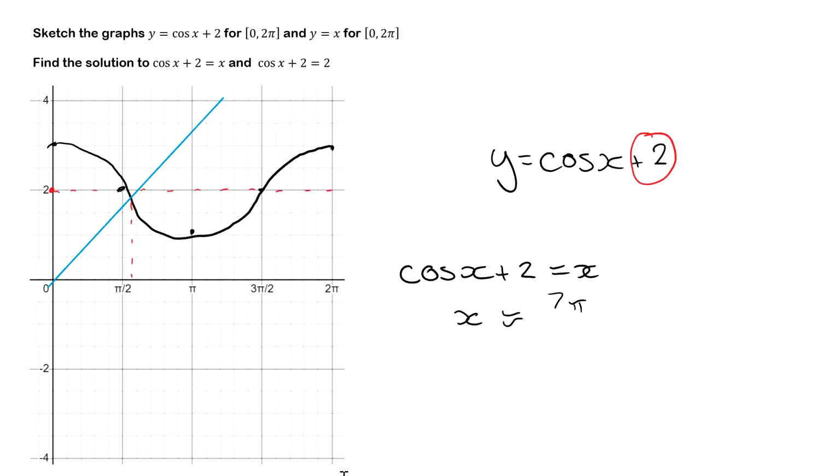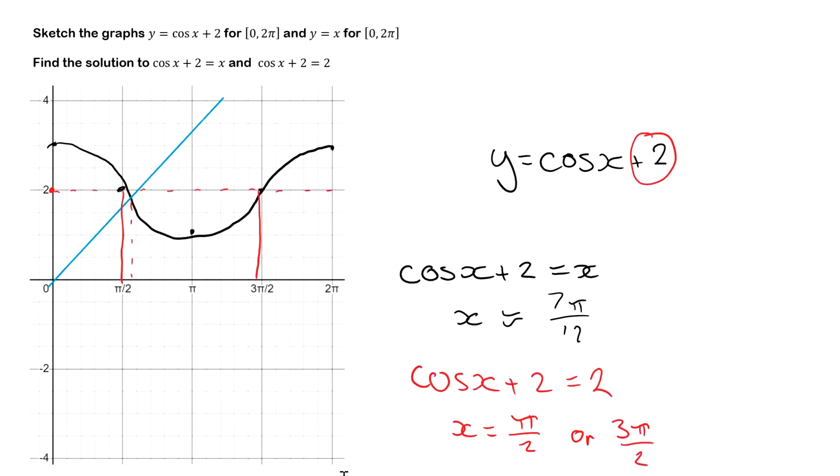So we know for our cos x plus 2 equals x, x equals approximately 7 pi on 12. Now if we do our next line, which was cos x plus 2 equals 2, our x is going to equal pi on 2. That's where the first point is. I'll draw a line down there, and our second point is at 3 pi on 2. So you're looking for where your cos line or your trigonometric line crosses your second part of the equation. In our case, it was y equals x or y equals 2.